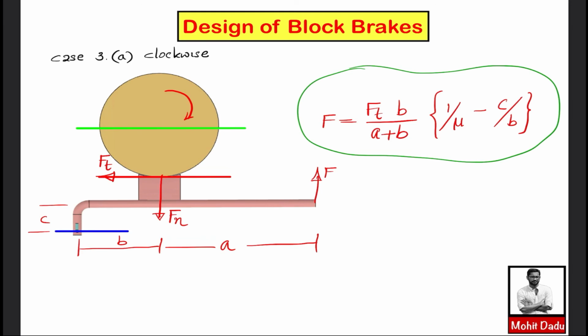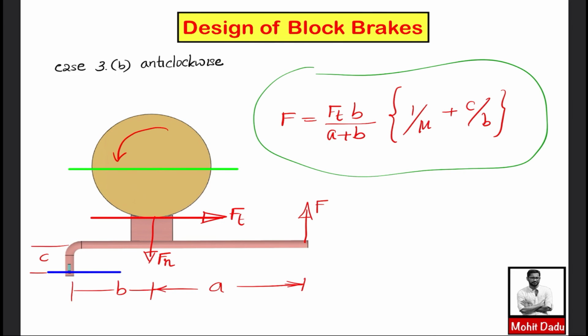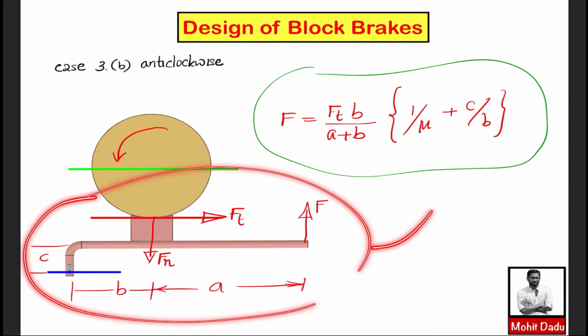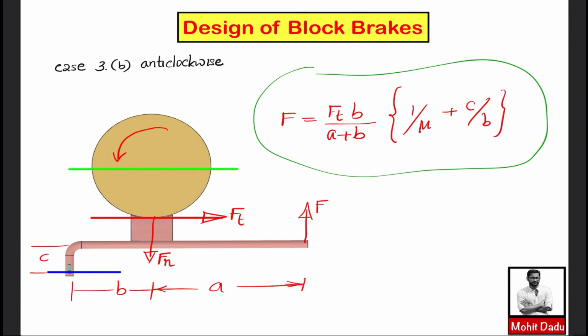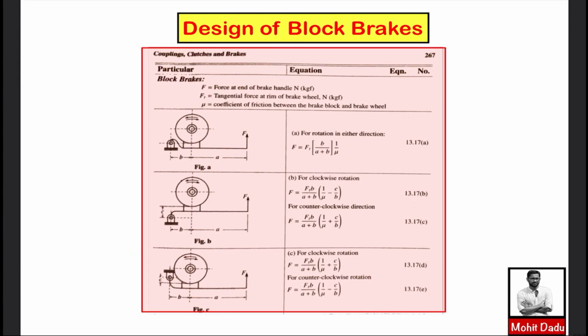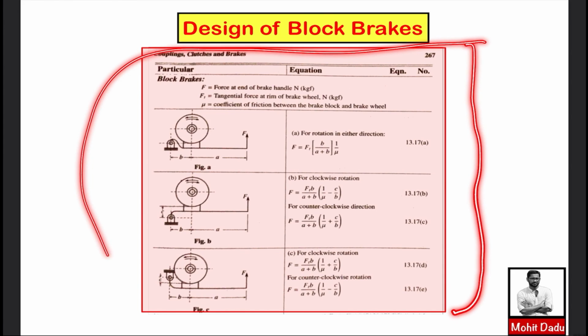And in the last case, your drum is rotating in the anti-clockwise direction, and you can draw the free body diagram like this and arrive at this one. If you know how to draw the free body diagram, then you can simply write these expressions easily. Anyway, all these cases, as well as the final expressions, are given in your data book on page number 267, which I am showing here.